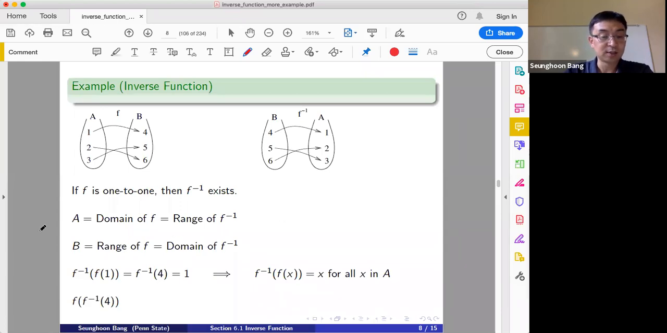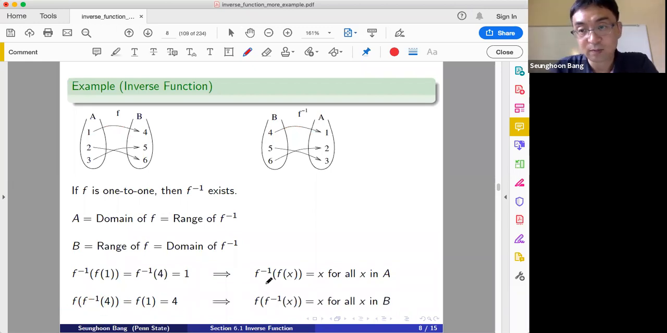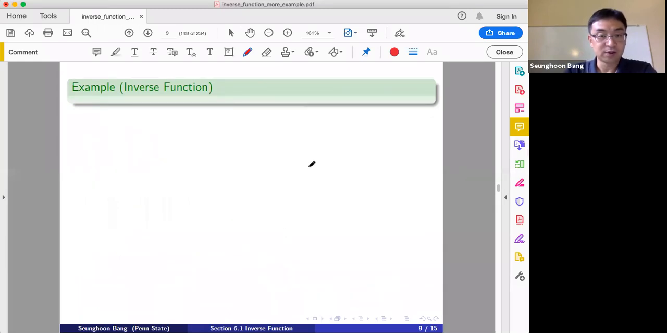This one, similar. The inverse of f of 4, the 4 is going to 1. What's f of 1? The 1 is going to 4. So we have this one, cancelled. The cancellation equation works. So that's it. This is exactly the definition of inverse function.